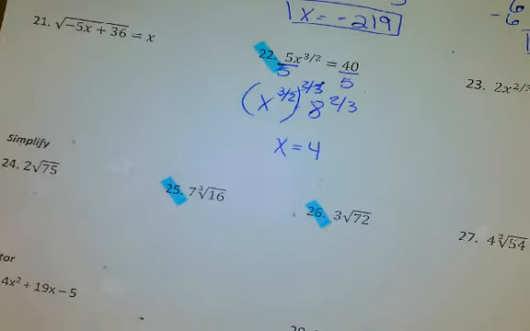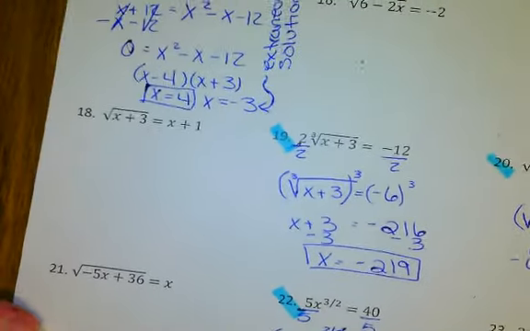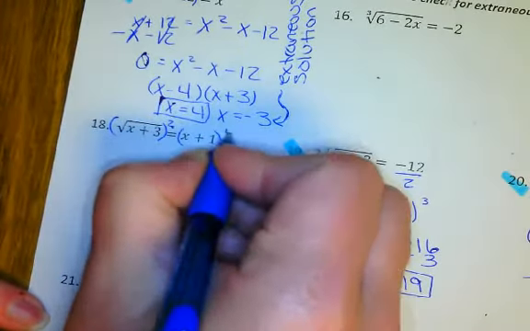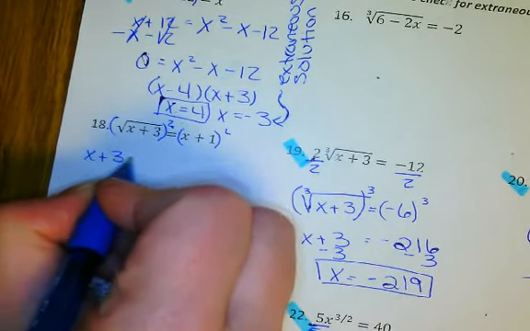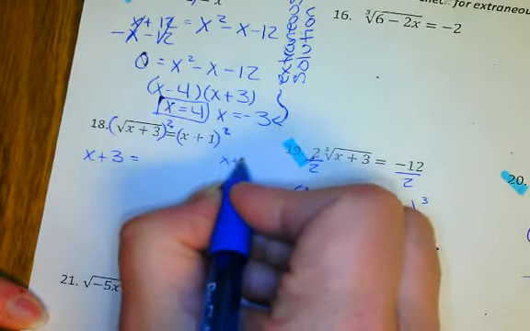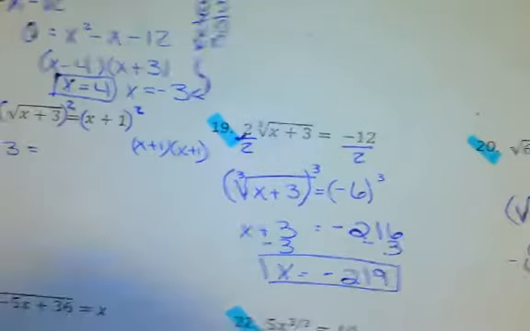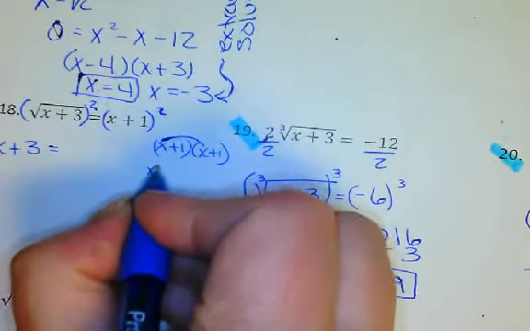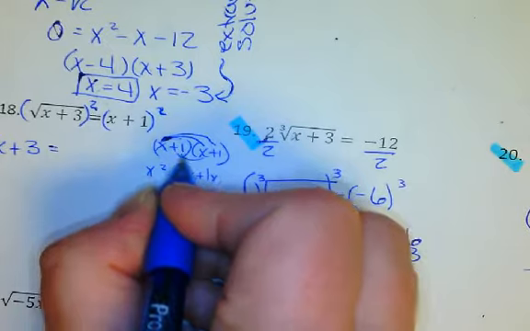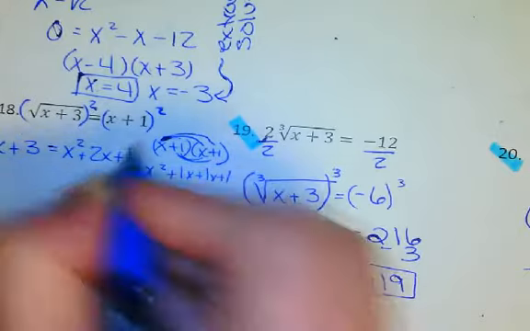Okay, let me go back up to 18. Alright, so on 18 here, again, I got to square this, which means I have to square this. So that gives me x plus 3 equals, and then notice here, this is x plus 1 squared. So I actually need to do x plus 1 times x plus 1. And when I do that, I have to FOIL, so that gives me x squared, 1x, 1x, and a 1. So that gives me x squared plus 2x plus 1.